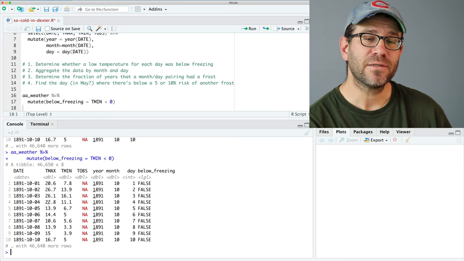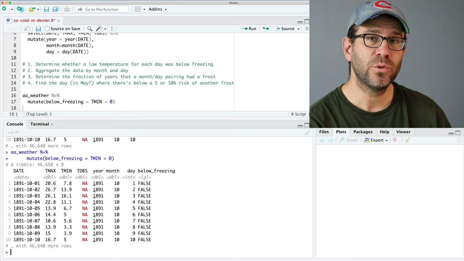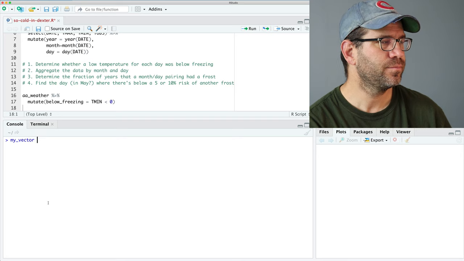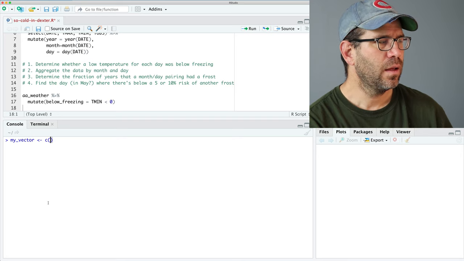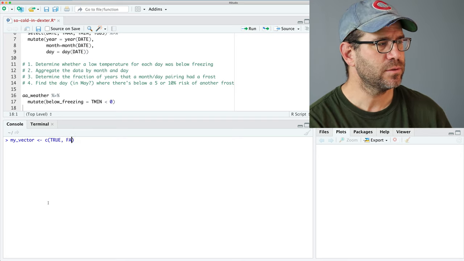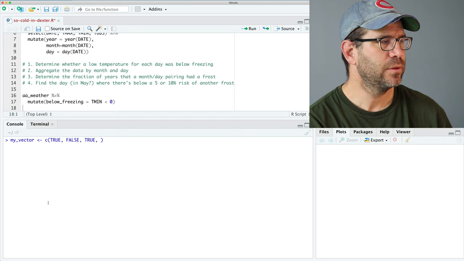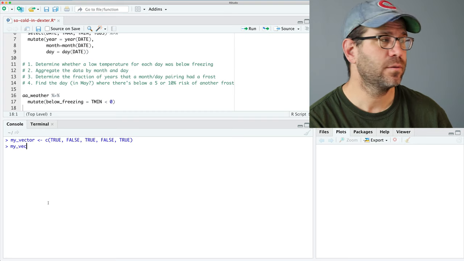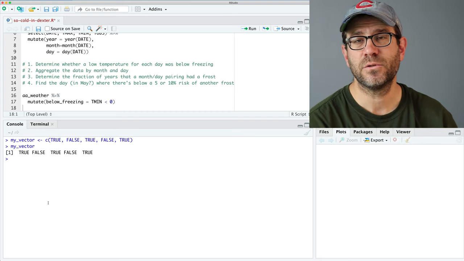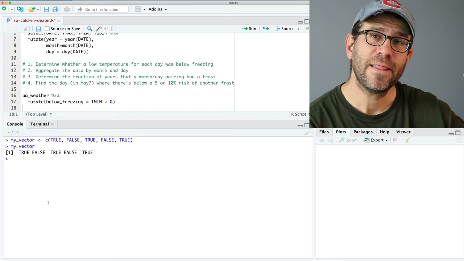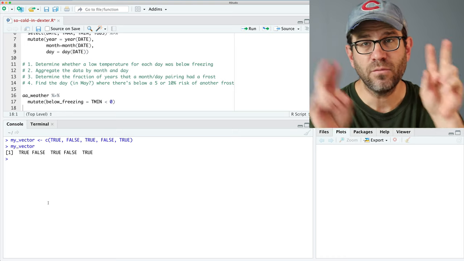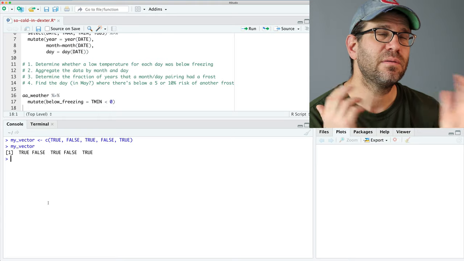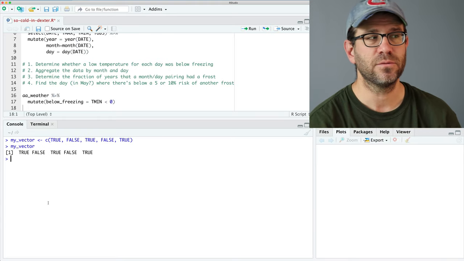We could create a vector with a series of true and false values. So down here in the console, I'm going to say my_vector, TRUE, FALSE, TRUE. So then my vector has a series of trues and falses. It's important to remember that these trues and falses don't have quotes around them. If they had quotes around them, they'd be strings, and they wouldn't so easily be considered a logical value.